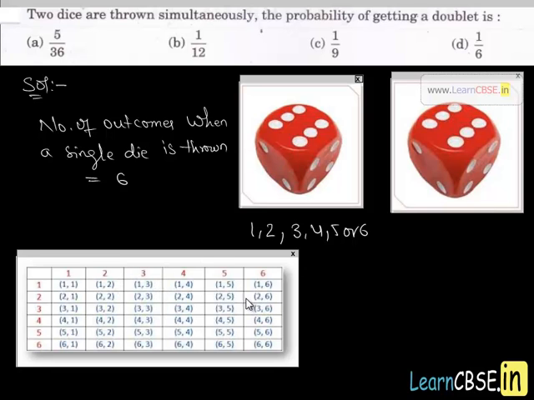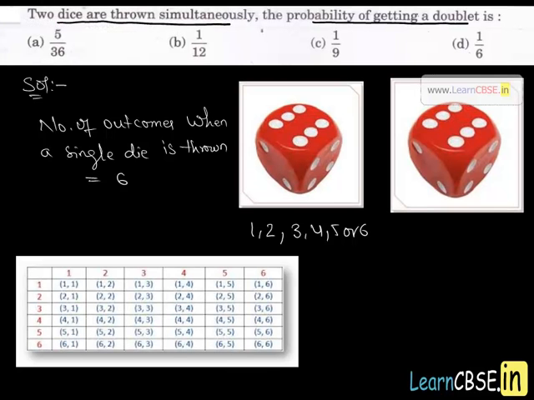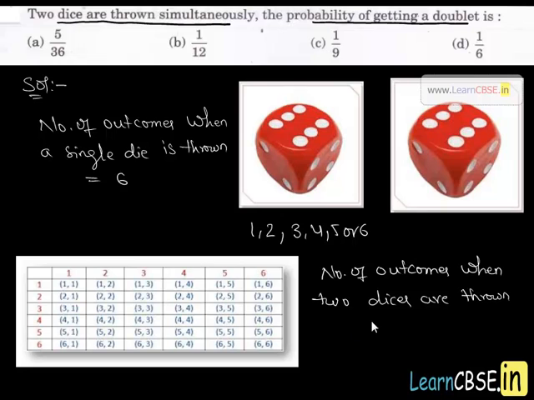Similarly, when two dice are thrown, the possible outcomes of the experiment are in the tabulated form. Look at each ordered pair. Here, the first number in each ordered pair is the number appearing on the first die, and the second number is appearing on the next die, that is the second die. Totally, the number of outcomes when two dice are thrown is equal to 6 times 6, that is 6 square, which is equal to 36.